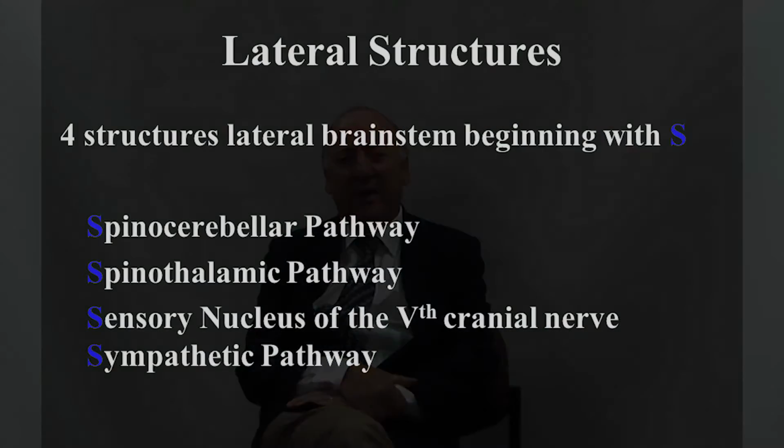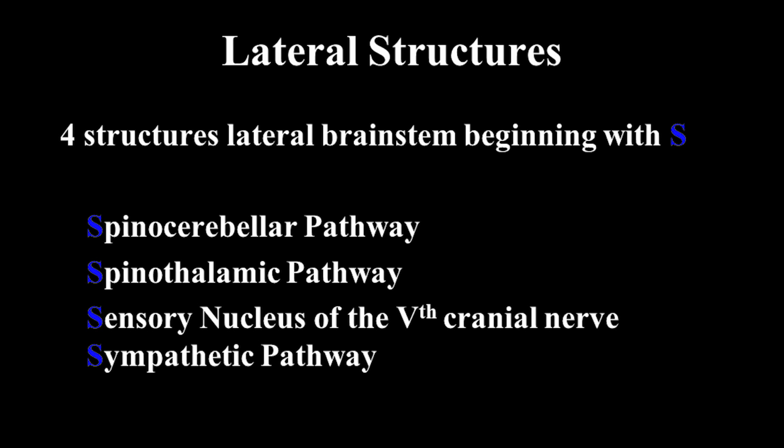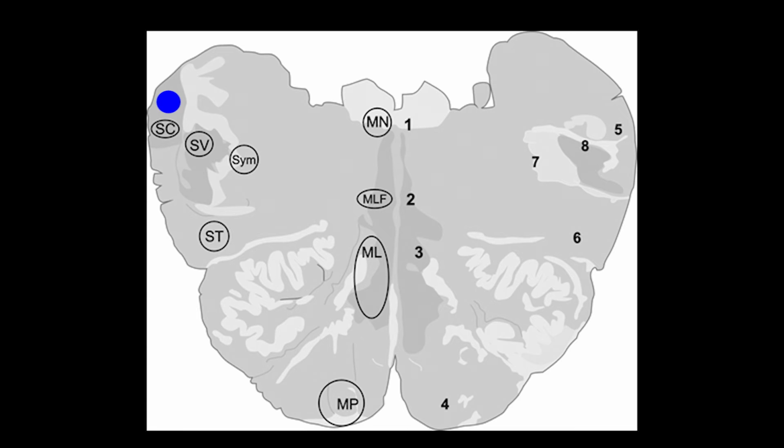In the lateral aspect of the brainstem, there are 4 structures beginning with the letter S. The spinocerebellar pathway, the spinothalamic pathway, the sensory nucleus of the 5th, and the sympathetic pathway.